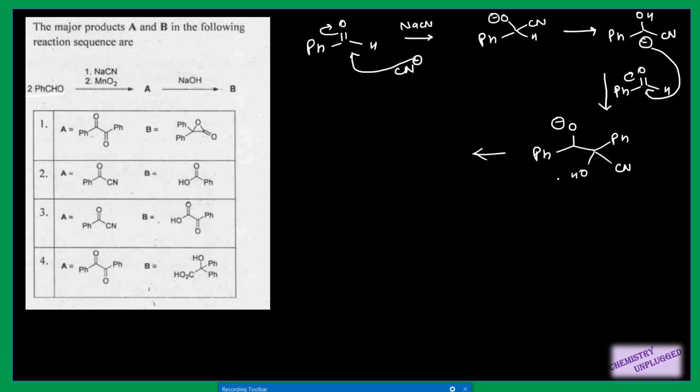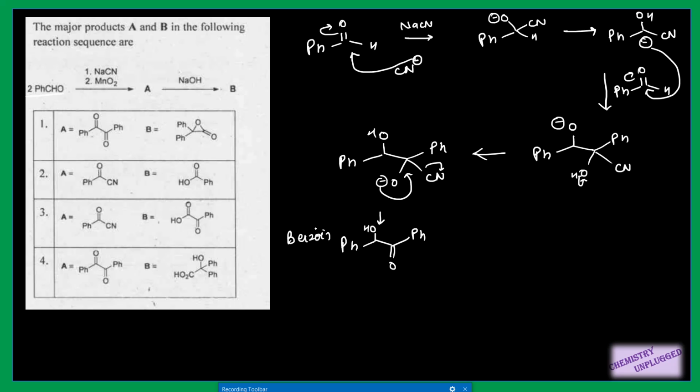Now this proton from this oxygen will migrate to this oxygen, this will shift here, and CN will be removed. So in the first part of the first step, what you are getting is benzoin, right? This reaction is benzoin condensation. Then you are using MnO2. So this MnO2 will oxidize this benzylic OH at the benzylic position to a carbonyl group, and you will get benzil.